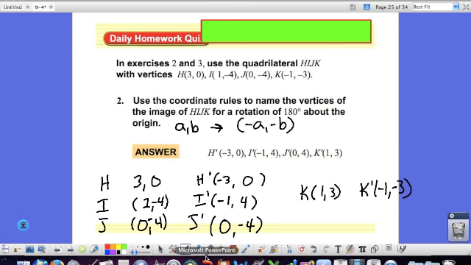Okay, so this becomes 0, 4. And K was 1, 3. It became -1, -3.